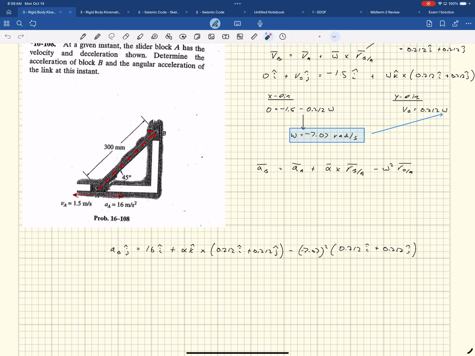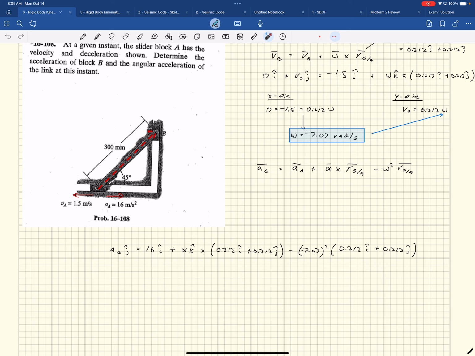Okay, so we're in the process of this guy. You've got a slot here and a slot right here. And then we are given the velocity of point A in the x direction like this, and the acceleration of A is back to the right like that, okay? And then we're asked for alpha, the angular acceleration of this link.